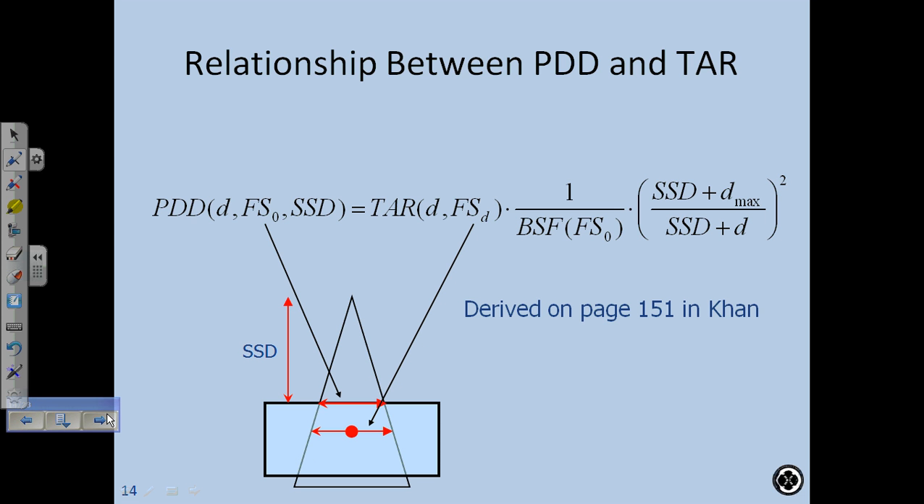So for a certain collimator setting, you're going to have a field size on the surface, but you're going to have another field size at a depth d, and you need to take those two into account. The backscatter factor is defined for the field size 0, and then (SSD plus d max) over (SSD plus d), all squared. So that converts from one to the other. And let's see how we derive that. I took a couple of screen caps, so I have them on my phone somewhere.